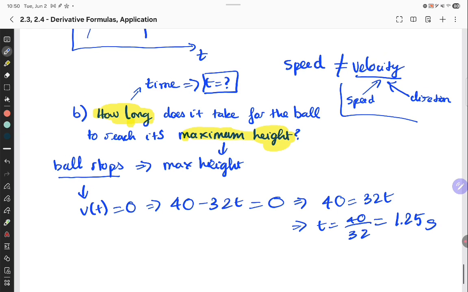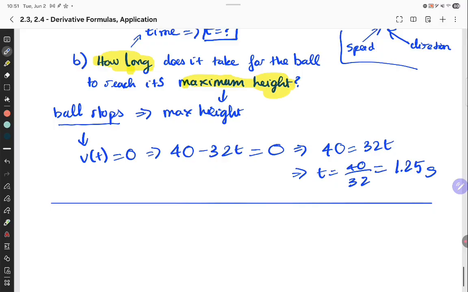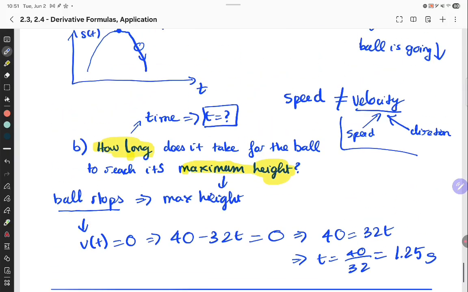Since this is a parabola and we have the equation, couldn't you also just use negative b over 2a? Oh, beautiful. I never thought about that, to be honest. Yes, that is the beauty of math. You have as many tools as possible.